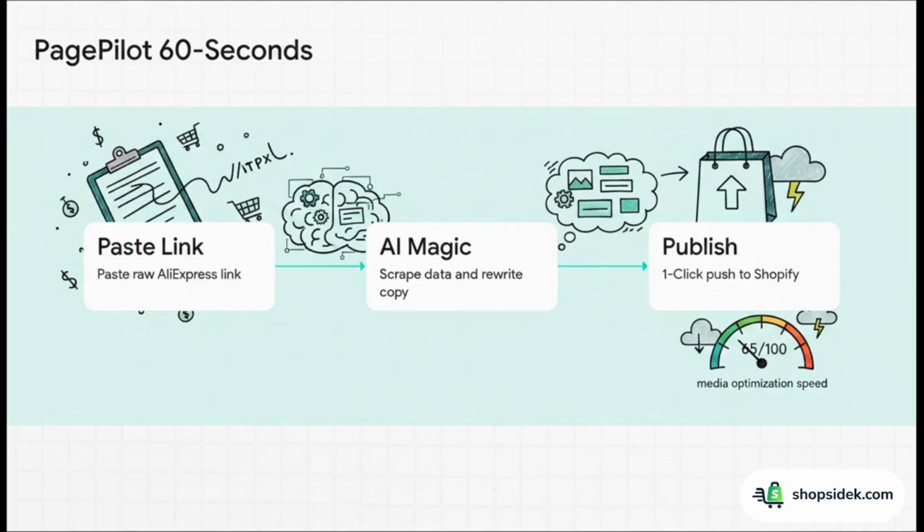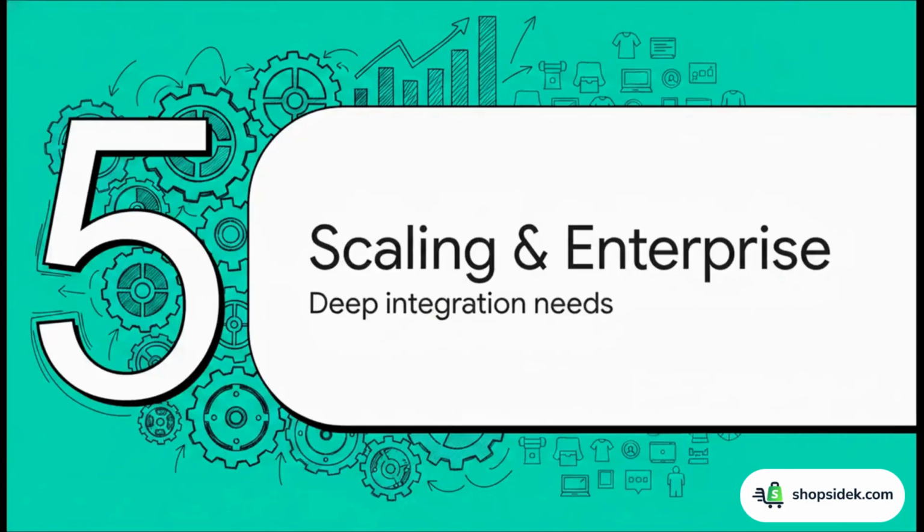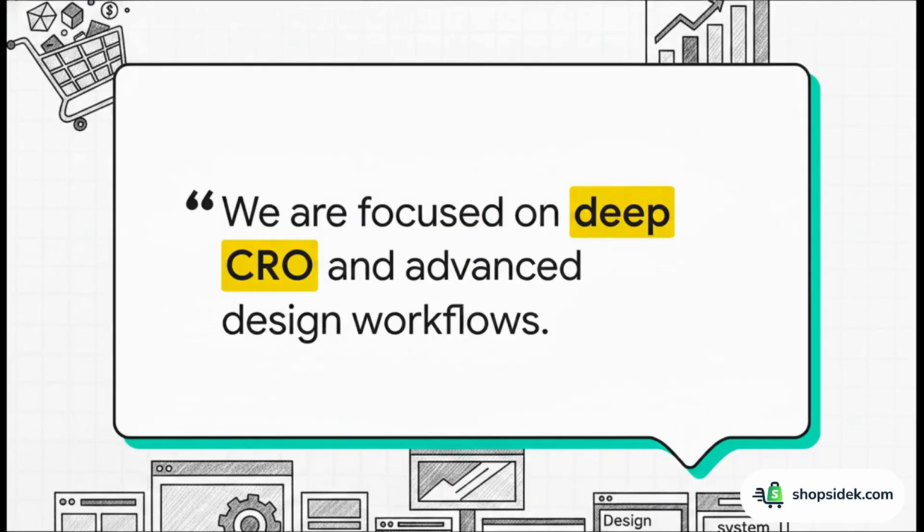Just keep a close eye on your media optimization because it does only score about a 65 out of 100 for speed. Section 5. Scaling brands and enterprise. For these growing brands, the goal isn't just throwing a quick page live to see what sticks. It's really about maximizing the average order value of every single visitor that lands on the site and managing some pretty complex design systems without breaking anything.